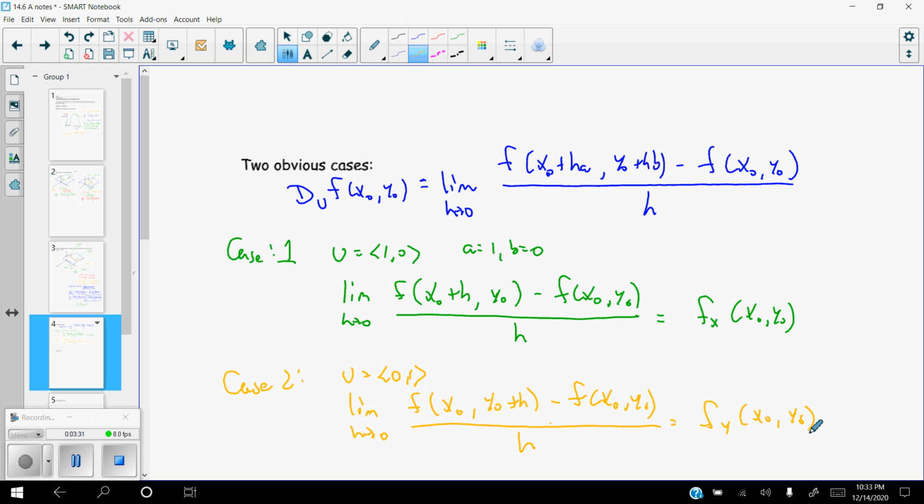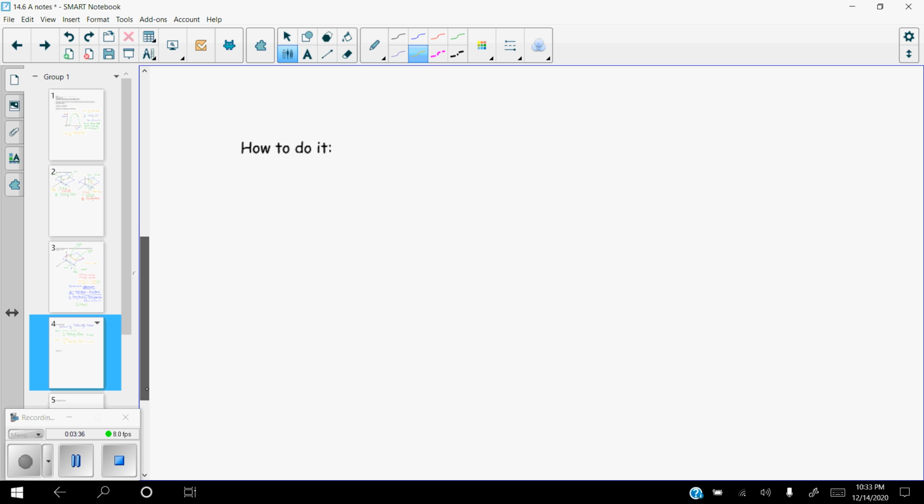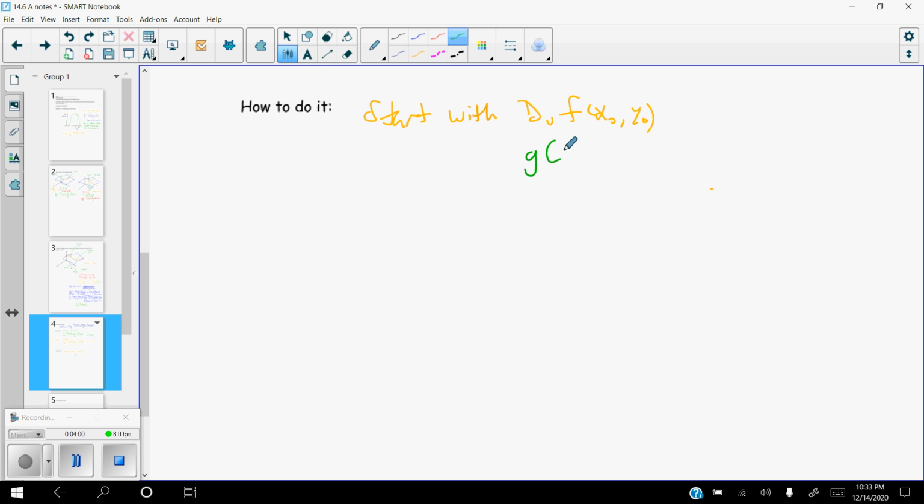So how do we do this? How do we actually go about doing one of these problems if it's not one of those obvious cases? So we have to start with the fact that we're trying to find a directional derivative at a certain point in the direction of some random unit vector. Okay, so what we have is g is going to be defined, so g of h is going to be defined as f of x, y.